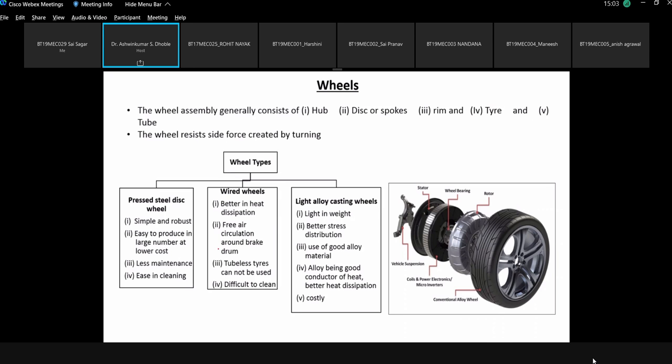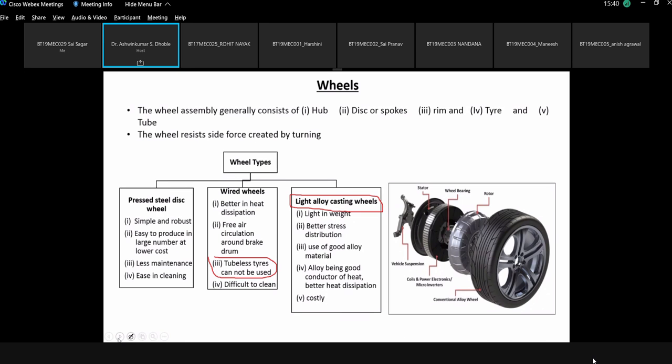So free air circulation around the brake drum. Tubeless tire cannot be used. So this is the major drawback of these wired wheels, and they are difficult to clean, because the dirt can accumulate in the wires. Then light alloy casting wheels: light in weight, better stress distribution, use of good alloy material, alloy being a good conductor of heat, better heat dissipation, costly. And one more point you can add for the light alloy casting wheel is that from an aesthetic point of view, these are the best compared to the remaining two.